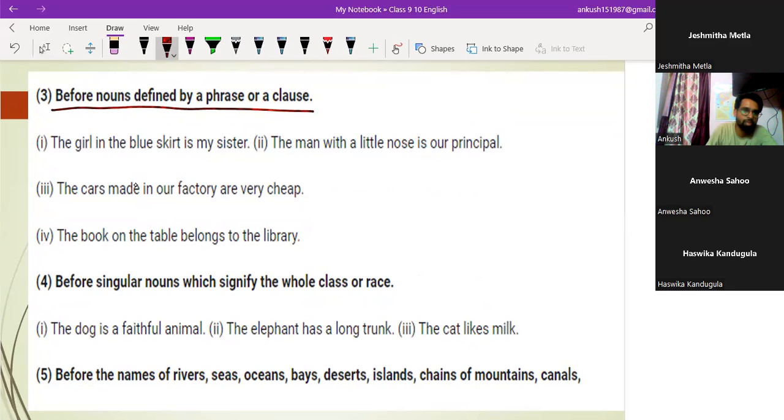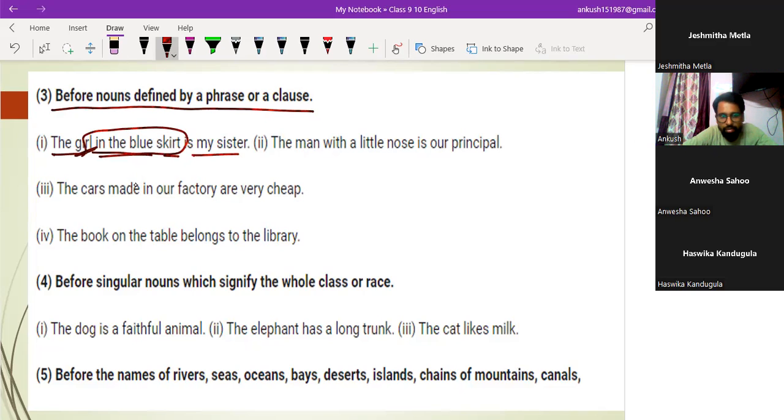For example, the girl in the blue skirt is my sister. It is a noun clause. Sir, what is a clause? I did not understand. I told you that this is the noun clause. What noun is used here? Girl. And in the blue skirt, it is a phrase. A phrase is used there and it is indicating that girl.